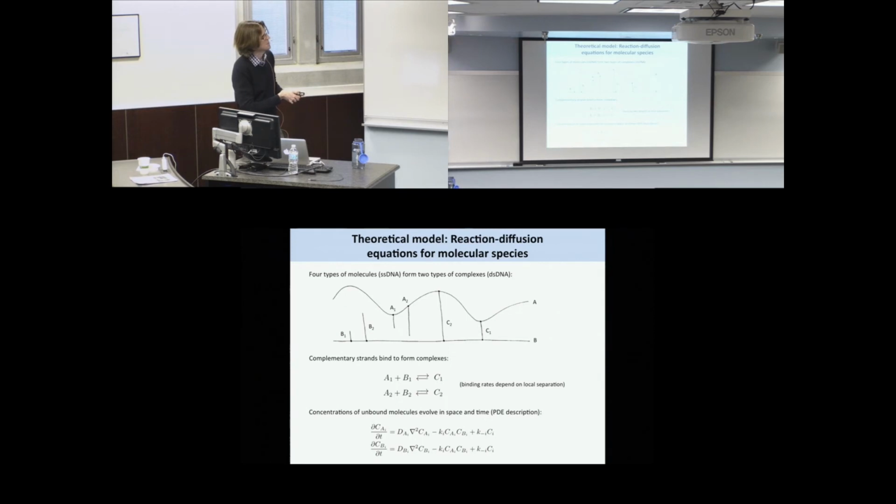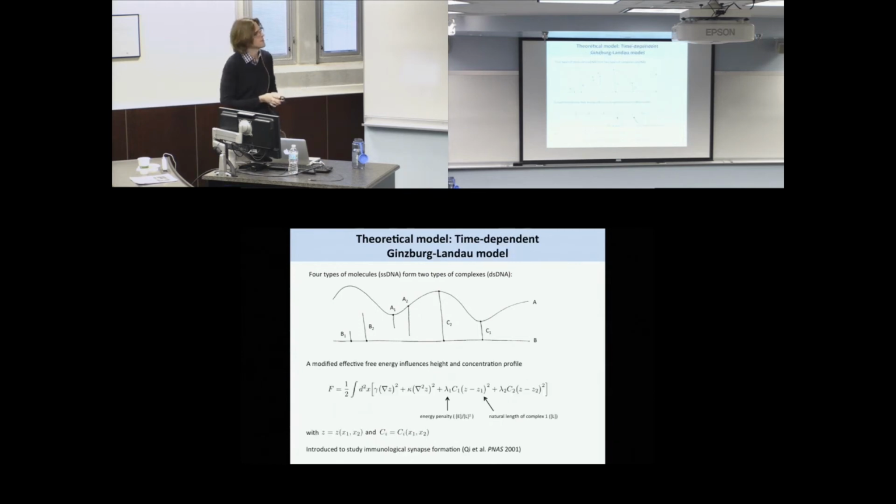Okay, so we have the concentration of molecule Ai. It depends on a diffusive term, minus the reaction between Ai and Bi. So this is a chemical reaction term. This is known as mass action kinetics. And then plus an unbinding. So if this complex C1 unbinds, it will form B1 and A1. Okay, these are reaction diffusion equations.